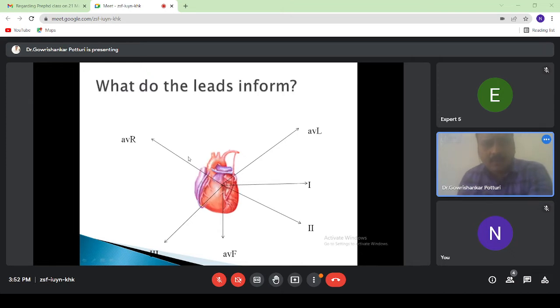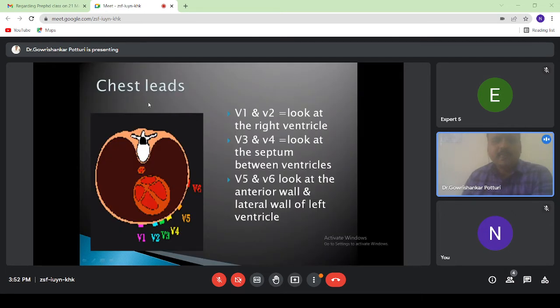Now see, AVR is looking upon the right atrium, AVL on the interatrial septum, lead 1 on the left atrium, lead 2 at the interventricular septum, AVF exactly the interventricular septum, and lead 3 is the right ventricle. And chest leads, if you see V1, V2, look at the right ventricle.